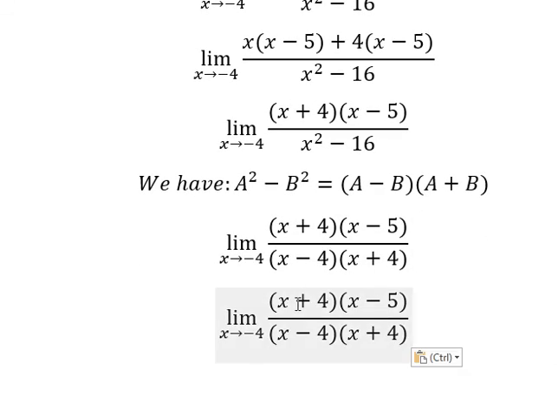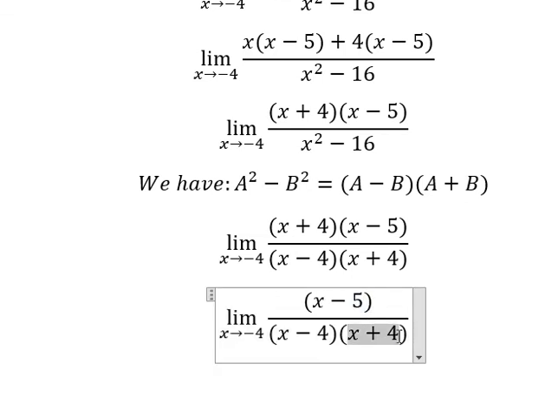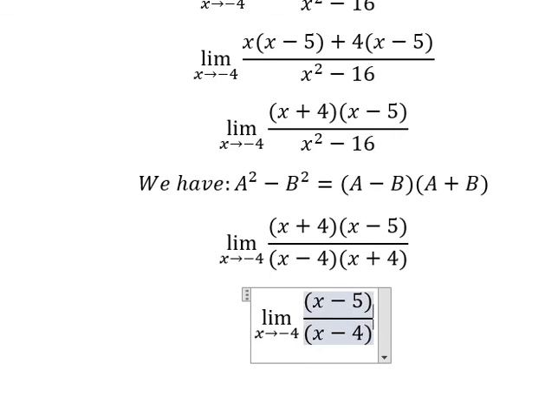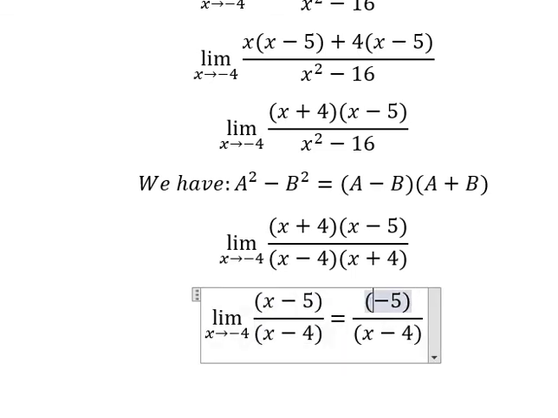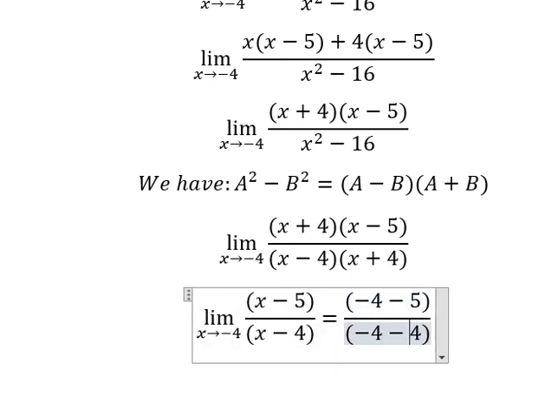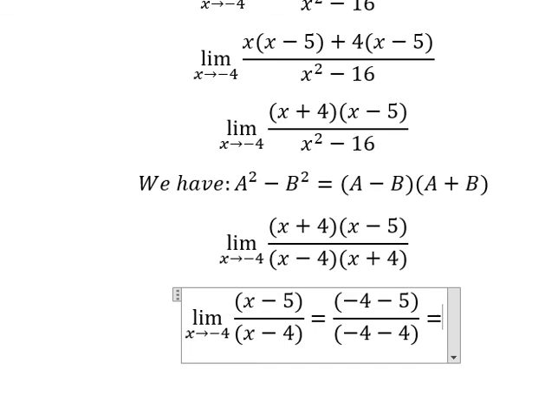So s plus 4, s plus 4, we simplify. And now I will put negative 4 going here and here. So we have the final answer, and that is 9/8.